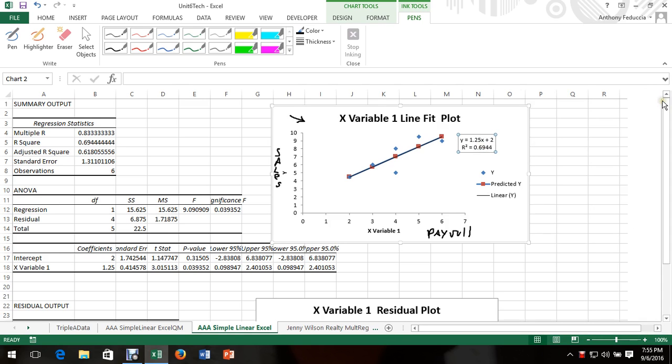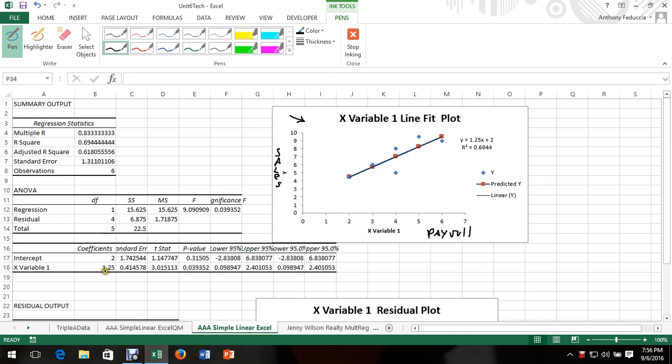It gives you the equation, the regression equation, the predicted equation. What it says is y equals 1.25x plus 2. Well, in our case, the y is sales. So what it'll say is the amount of sales is going to be equal to 1.25 times payroll, since in our case x was payroll, plus the constant 2. So it gives it to you right here.